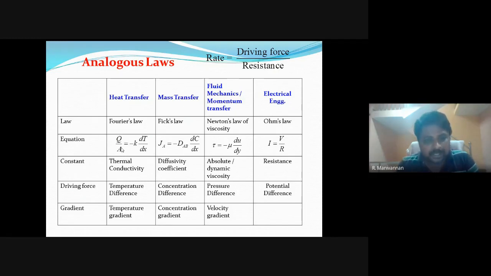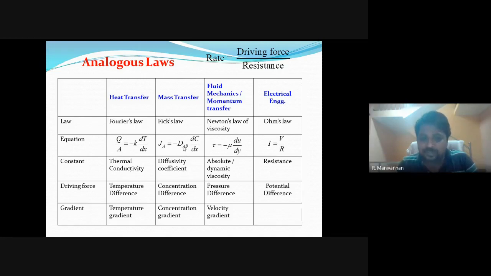For example, in this case, Q by A equals minus K into dT by dx. If I do the integration, then you will get delta T by x, and I can take the K which is in the numerator to the denominator. If I take this A to the opposite side, I will get x by AK. x by AK is nothing but the resistance, and delta T is nothing but the driving force. What is the driving force in heat transfer? It is the temperature difference. And what is the constant here? K, the thermal conductivity.